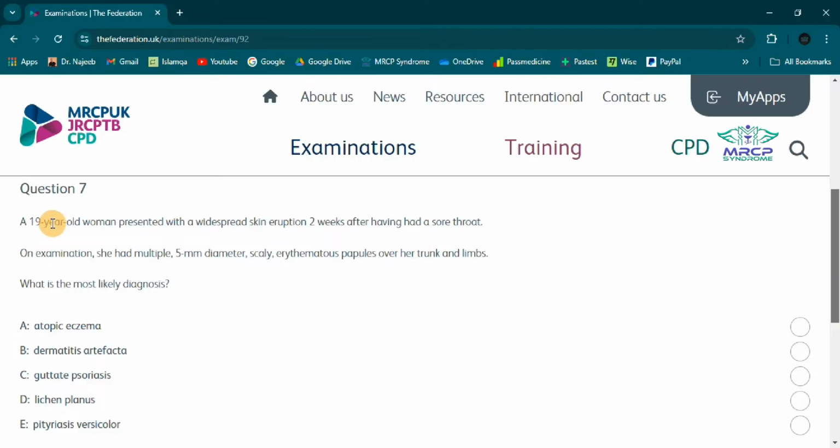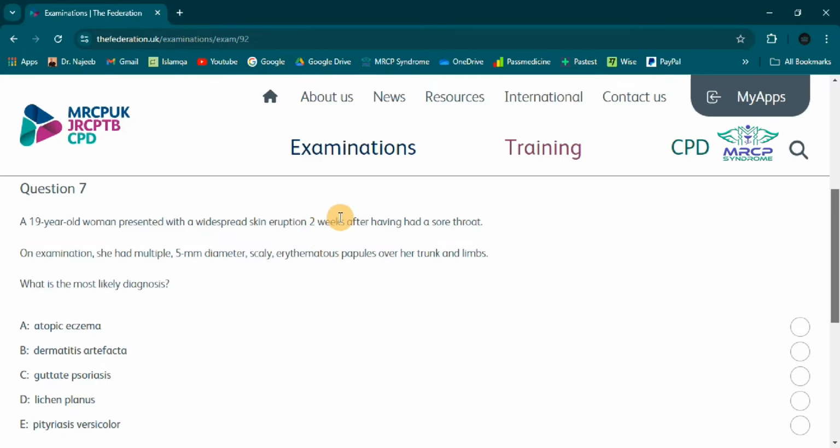So the most likely diagnosis for this 19-year-old woman with a widespread skin eruption, erythematous scaly papules distributed across the trunk and limbs, appearing 2 weeks after the sore throat, is guttate psoriasis. So what are the key points supporting the diagnosis? Number one, there is a history of sore throat. Guttate psoriasis often follows streptococcal infection, particularly streptococcal pharyngitis, which comes up with the features of sore throat. This condition usually develops within 1 to 3 weeks.